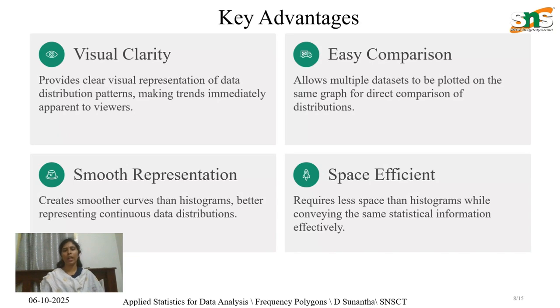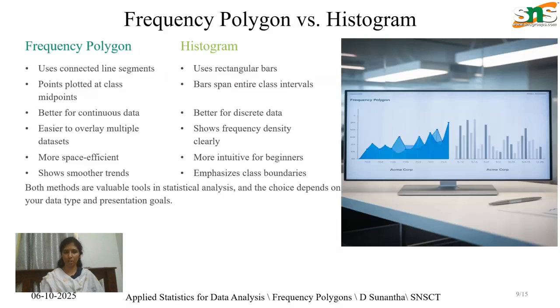Smooth representation. So the frequency polygon creates smoother curves than histograms, better representing continuous data distributions. Next is space efficient. It requires less space than histograms while conveying the same statistical information effectively.